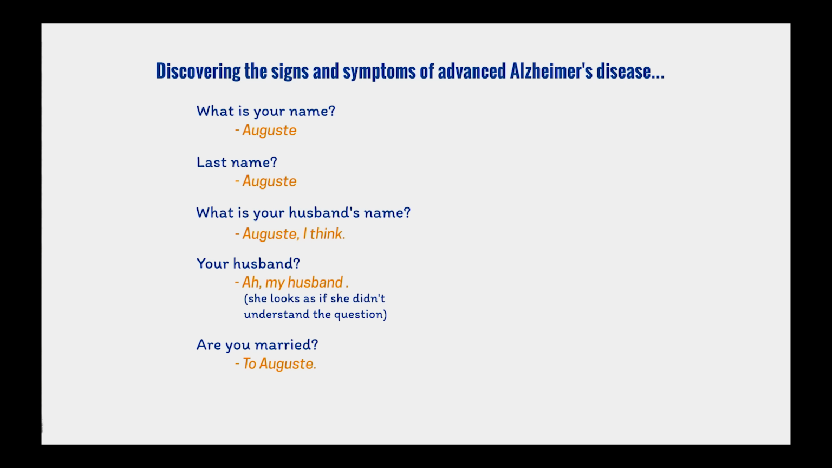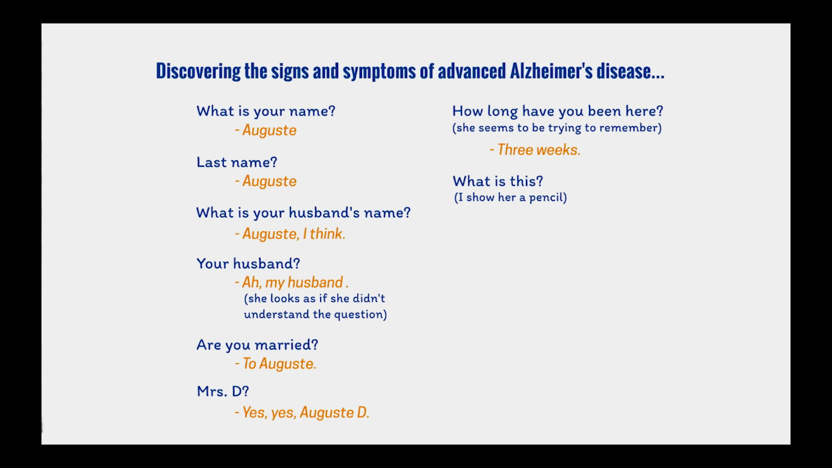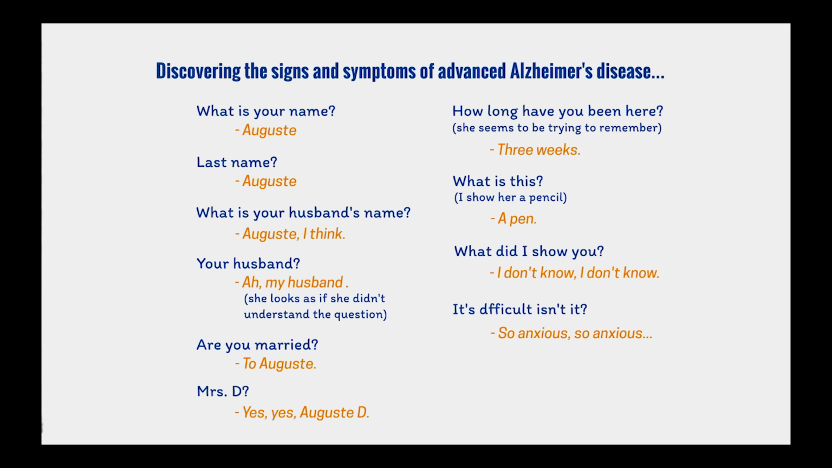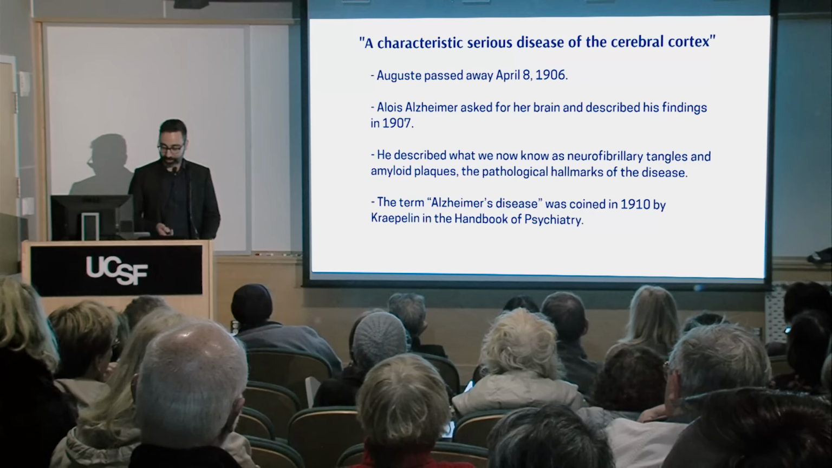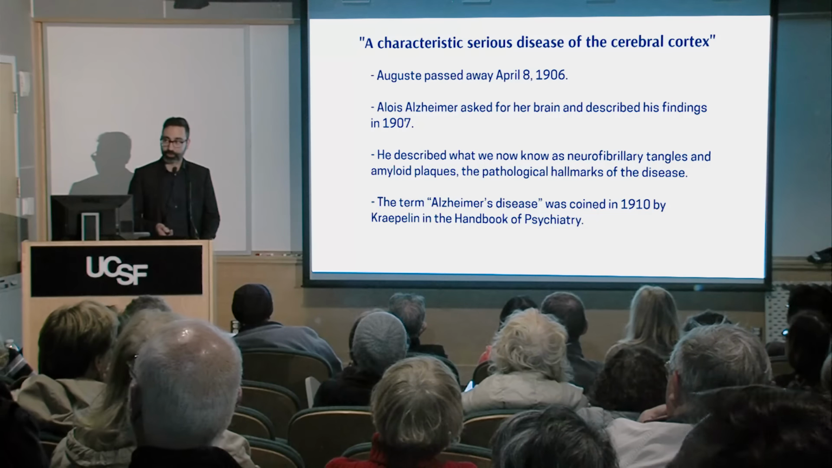"Are you married?" "To Auguste." "Mrs. D?" Yes, Auguste D, which was her name. "How long have you been here?" She seems to be trying to remember. "3 weeks." "What is this?" And I show her a pencil, and she answers, "A pen." "What did I show you?" "I don't know." "It's difficult, isn't it?" So anxious. So these were some of the notes. There was more, but these are some extracts of the notes of that first dialogue that Alzheimer had with Auguste.